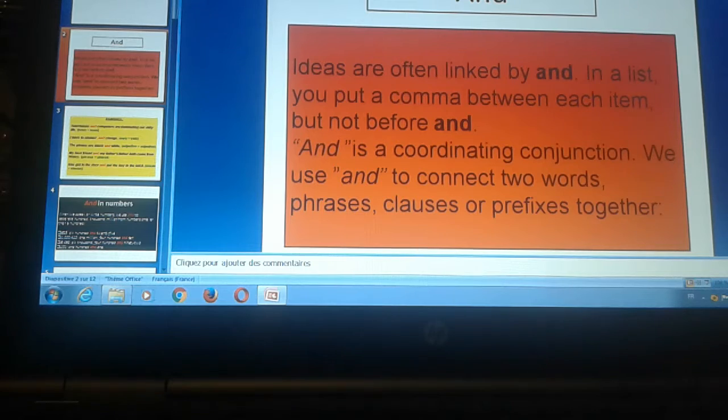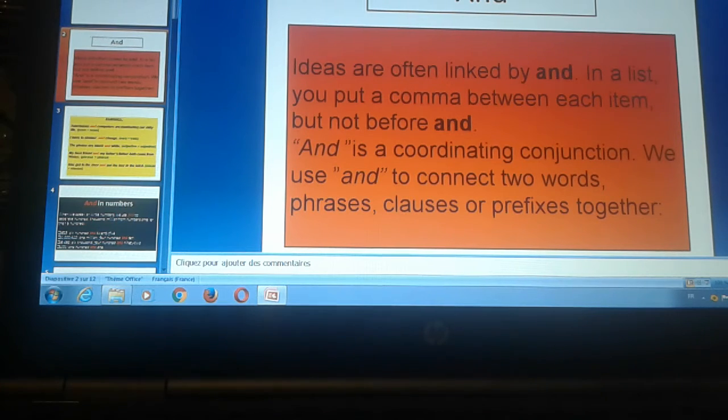So we use the conjunction and when ideas are often linked by and. In a list, you put a comma between each item, but not before and. So don't forget about this. That comma we use, we don't use it before and. And is a coordinating conjunction. We use and to connect two words, phrases, clauses, or prefixes together.